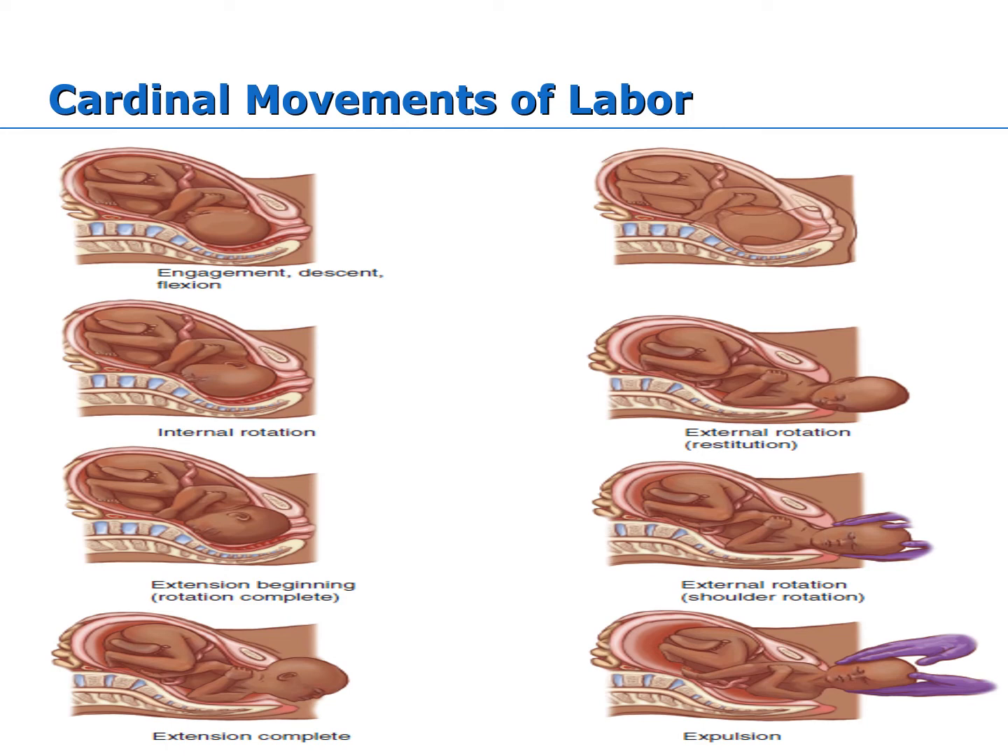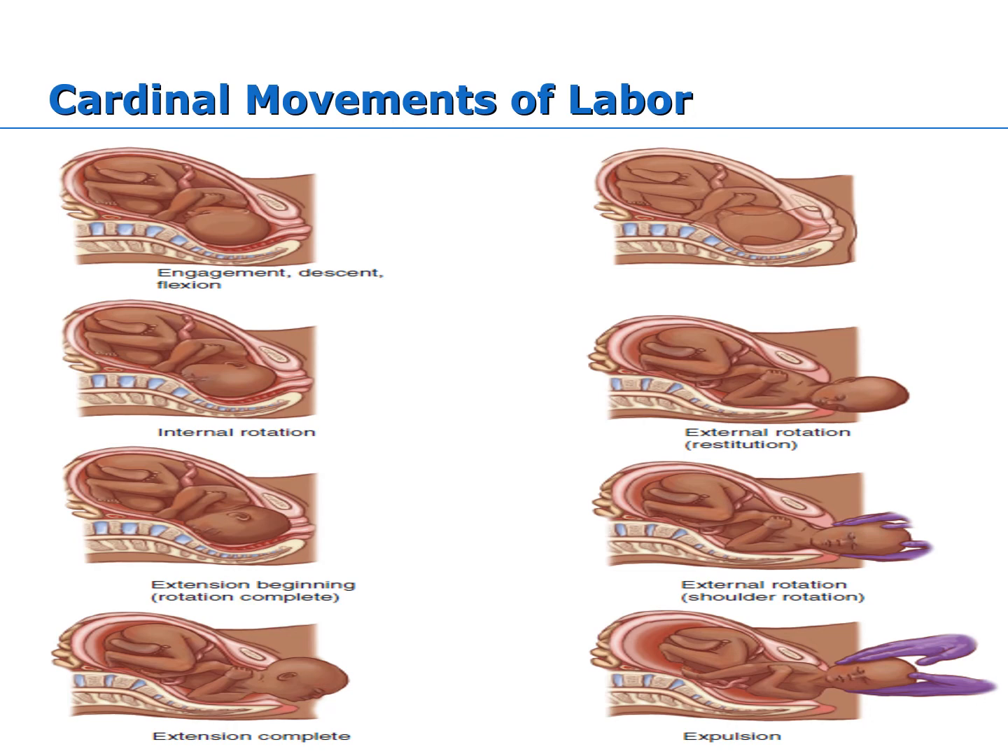Now extension, with the descent and the full flexion of the head, basically that resistance from the pelvic floor causes that fetal head to extend so that it can pass underneath the pubic arch. That extension occurs after that internal rotation is complete. That head emerges through the symphysis pubis along with the shoulders. So at this point, the anterior fontanelle, the brow, the nose, the mouth, and chin are born successfully. So that head's out.